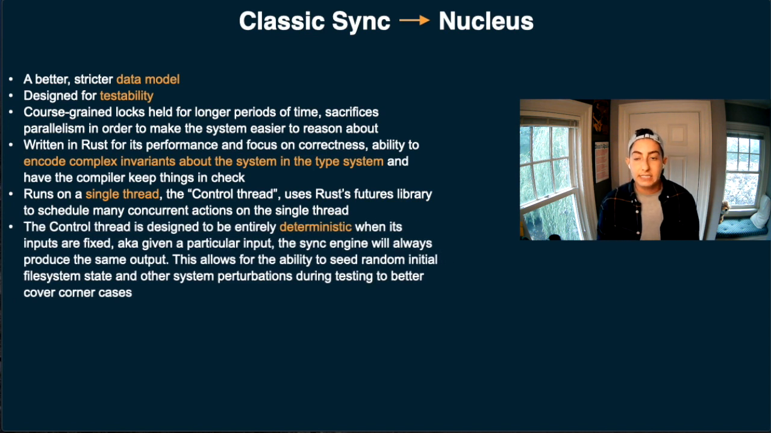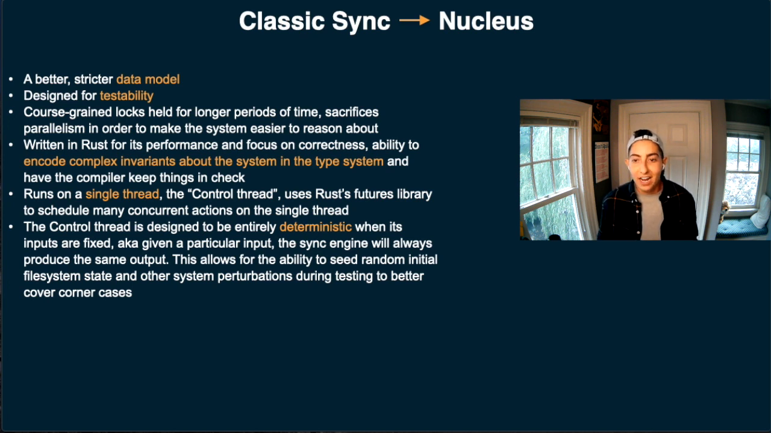The control thread is designed to be entirely deterministic when its inputs are fixed, aka given a particular input, the sync engine will always produce the same output. That's the concept of deterministic in computer science. Given the same input, you'll always be sure to get the same output. And that creates a system that's very easily testable, because when given the same input, it's going to produce the same output. This allows them the ability to seed random initial file system state and other system perturbations.